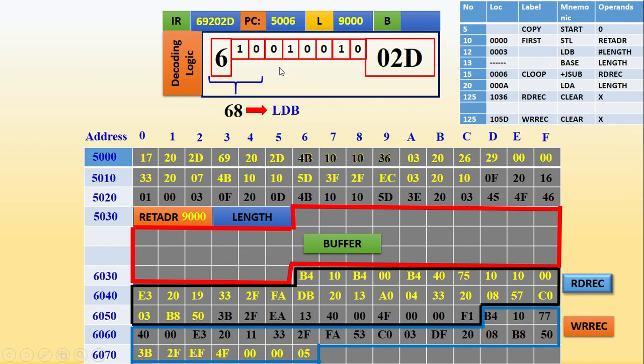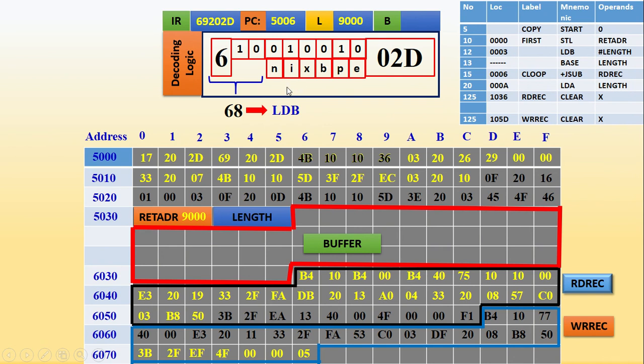This is n. N is 0, I is 1, meaning it is immediate addressing mode. Next, x is 0, not indexing. B0, P1, E0. E0 means it is format 3. B0, P1 means what? Can you tell me what is the meaning of B0, P1? It is program counter relative addressing.